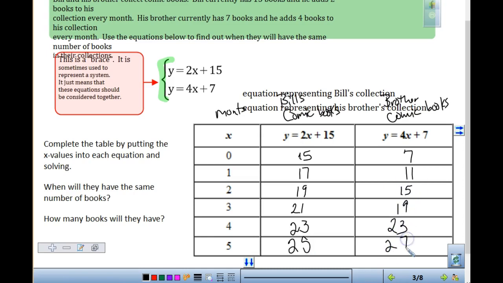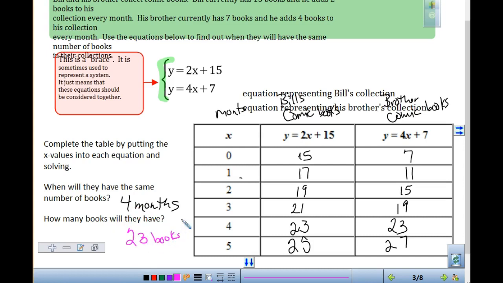All right. So, first question, when will they have the same number of comic books? 4 months. So, 4 months. When will they be the same? You should have had 4 months. The next question asks how many books will they have, which should be 23 books.